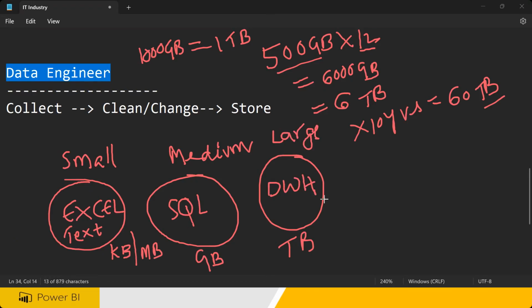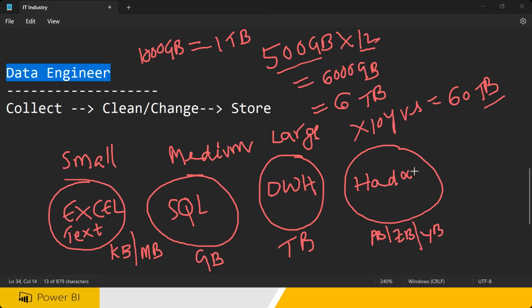So today we are not talking about only terabytes, but the remaining data: petabyte, then zettabyte, then yottabyte. So this is unlimited data. More than terabyte, it is petabyte, zettabyte, yottabyte of data. So where to store the data? For this kind of data, the IT industry is going to be storing the data in Hadoop. This data is called big data.